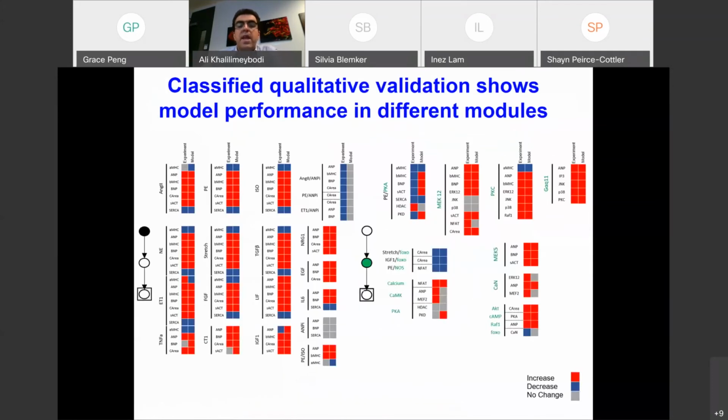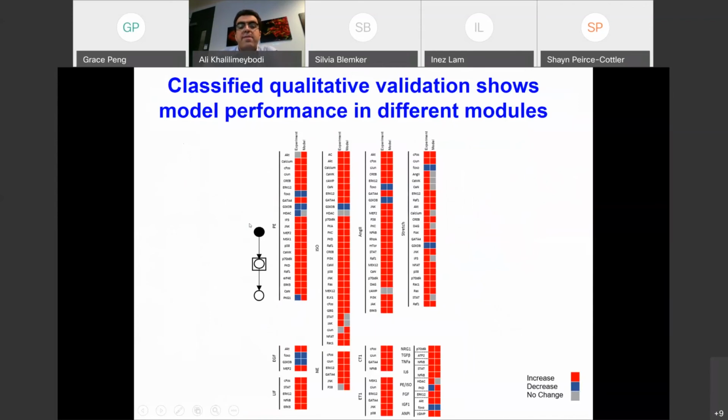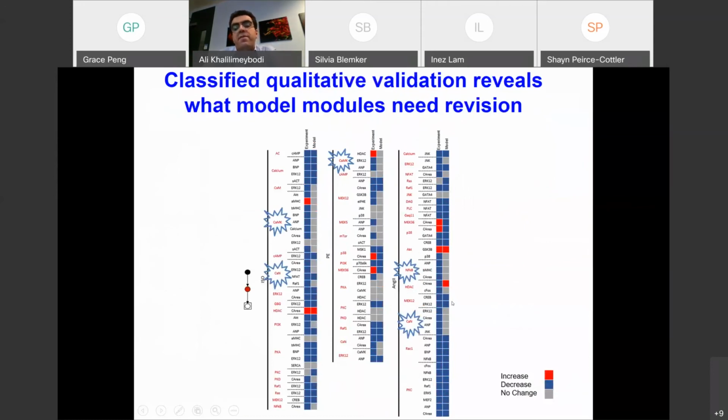In the classified qualitative validation step, as you can see, for the class of input-output data, we see significantly high prediction of our model for the input-output relation. Also, we can see the model performance in different modules for intermediate overexpression data. Also, for the class of intermediate signaling, for example the input-intermediate class of data, our model can predict the data very well.